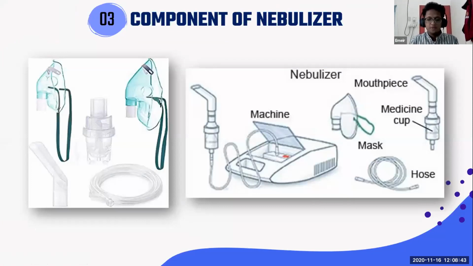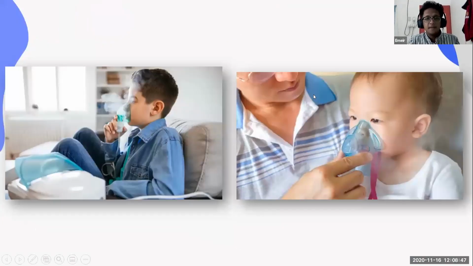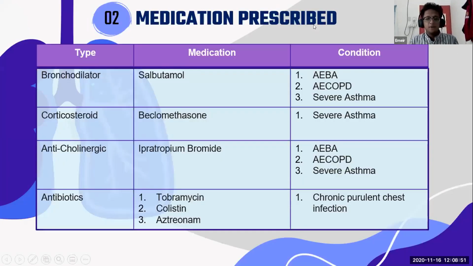So what are the components? Besides the medication prescribed, we also use non-medication such as normal saline. In wards, they use medication with normal saline in a 1:1 ratio. For example, we give 2 ml of salbutamol and also 2 ml of normal saline, and this is important to improve the effectiveness of the medication to produce aerosol and mist by the machine.